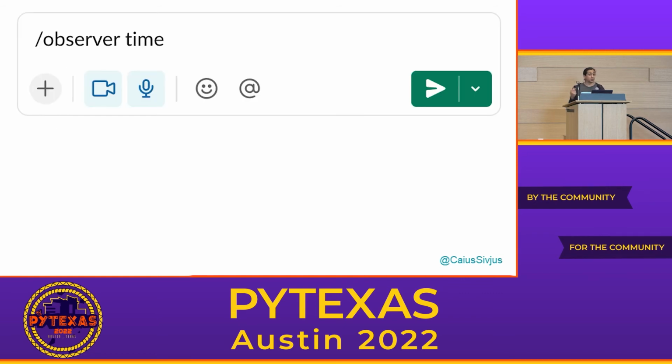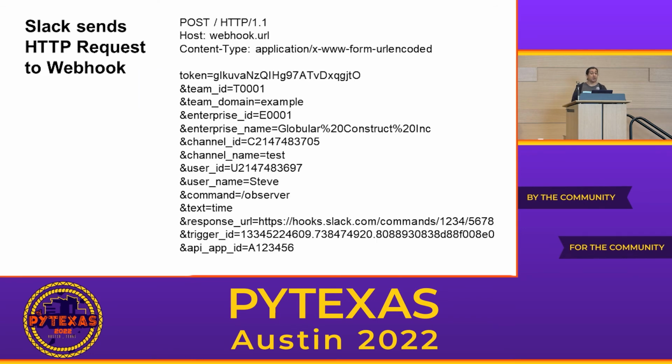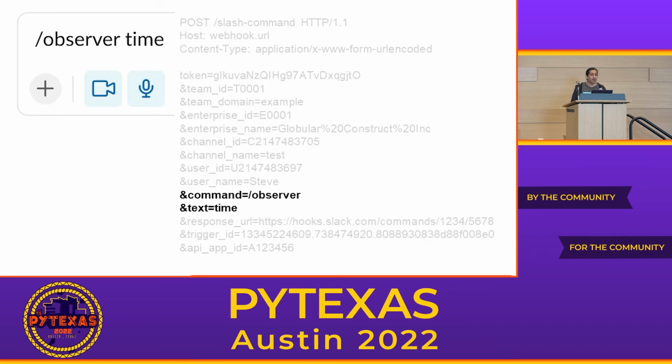So going back to this command, by clicking this send button, we're going to be causing Slack to send an HTTP request to this webhook URL, and the request is going to be a post request, and the body is all form encoded parameters. But really, a lot of the data there is metadata that we don't care about. The things that we care about for this application are the command and the text field.